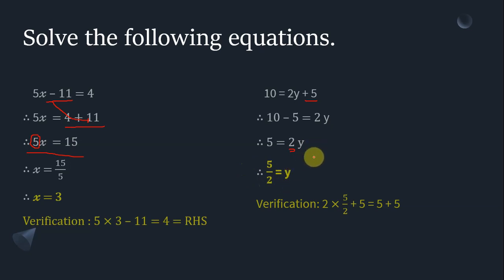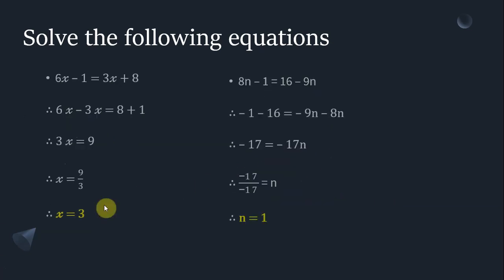Now you cross check it yourself. I have shown here, but you also do the cross checking. So you will get whether the answer is correct or wrong.